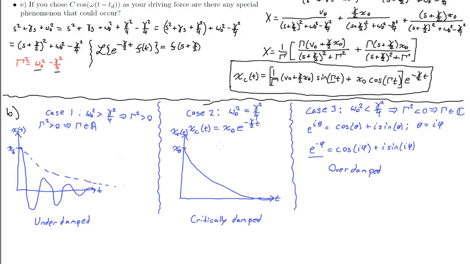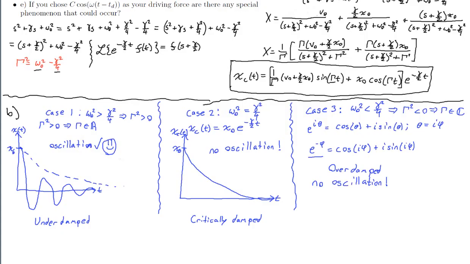So the main idea here is no oscillation occurs here, and no oscillation here, but here, there is oscillation. So we're happy with this, right?